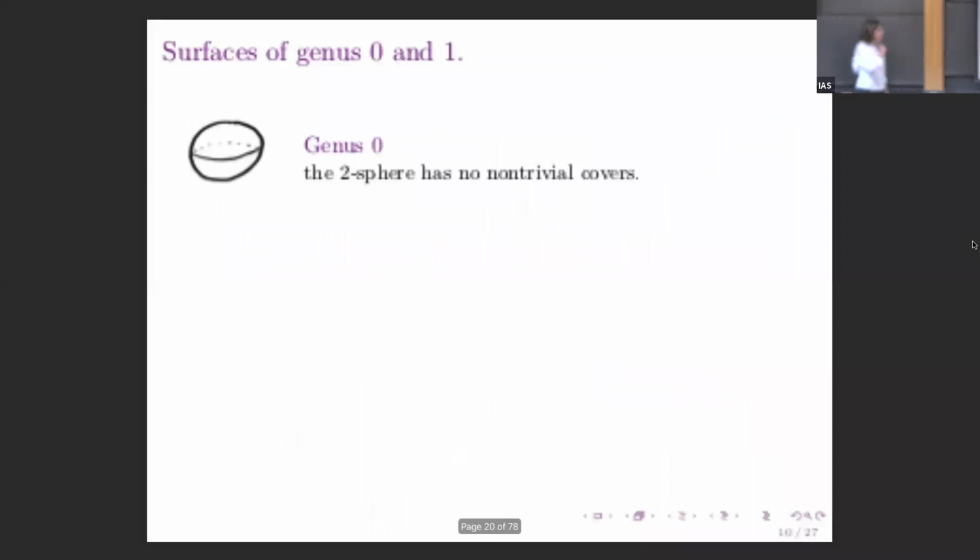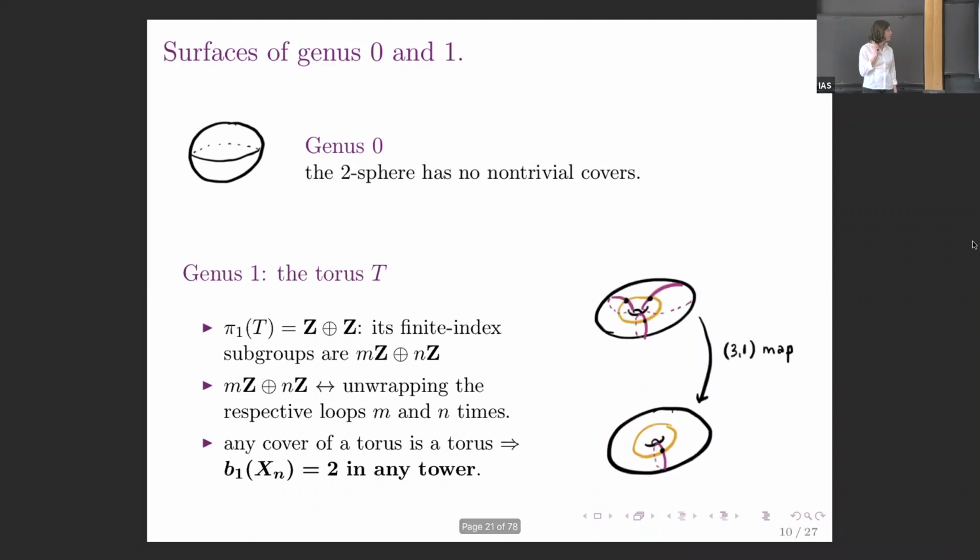Okay, now that I have told you all this, let me tell you examples where we don't need it. First is genus 0, the two-sphere. It has trivial fundamental group, and so going with our bijection between finite covers and finite index subgroups, the two-sphere has no non-trivial covers. On the other hand, the torus has some interesting non-trivial covers.